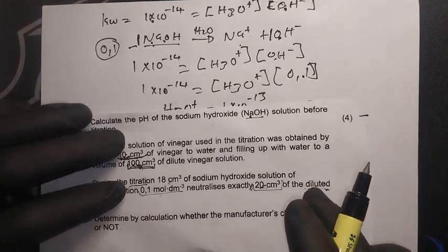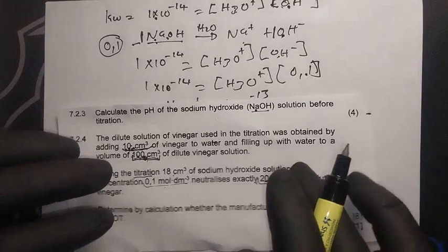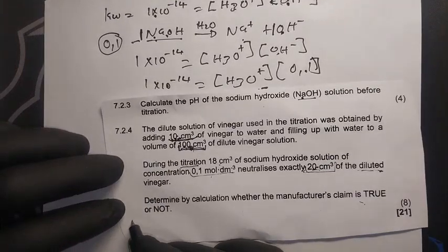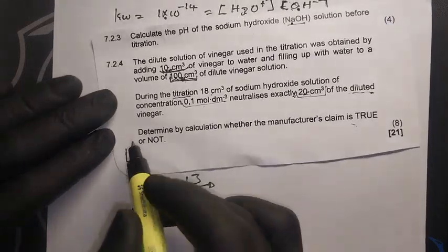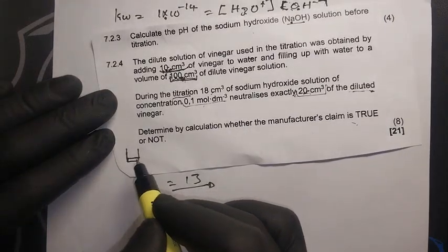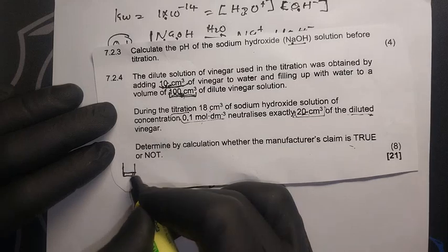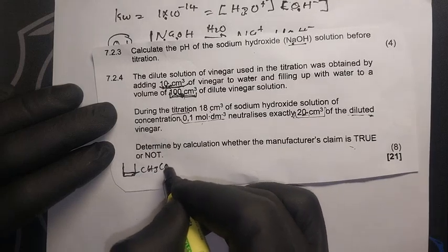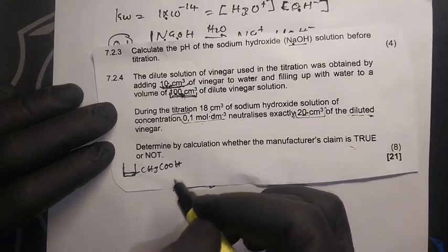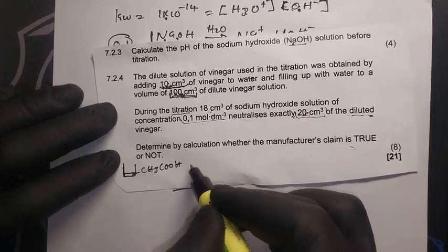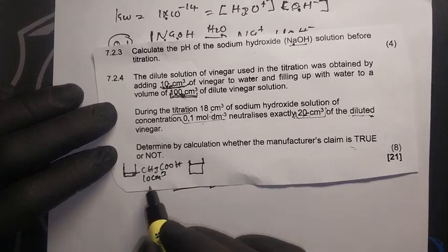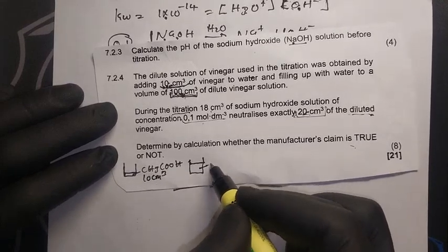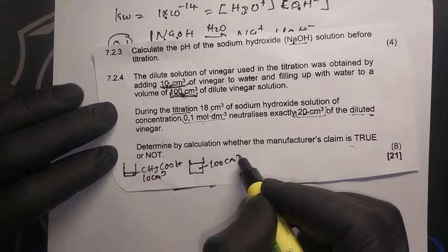Which means, what does this mean? It means there was 10 centimeter cube of ethanoic acid, CH3COOH. Now what they did, they diluted this thing. The moment they diluted this thing with water, the volume changes. This was 10 centimeter cube, this is the concentrated one. Now the diluted one is 100 centimeter cube.